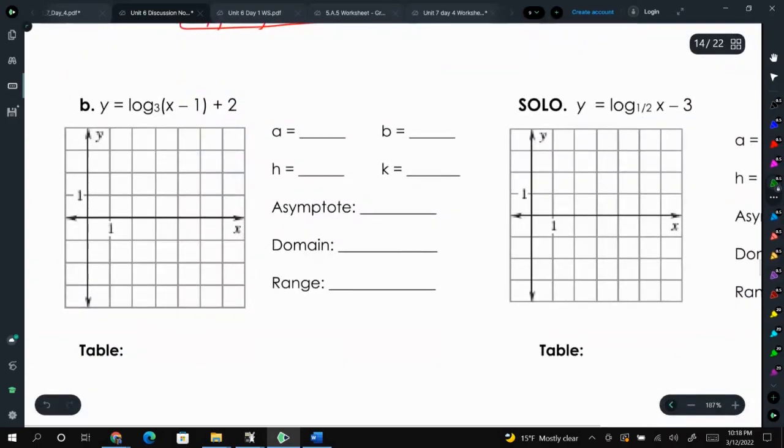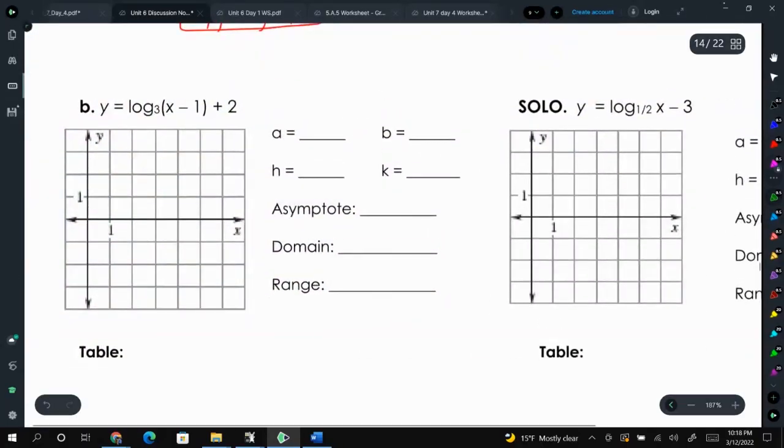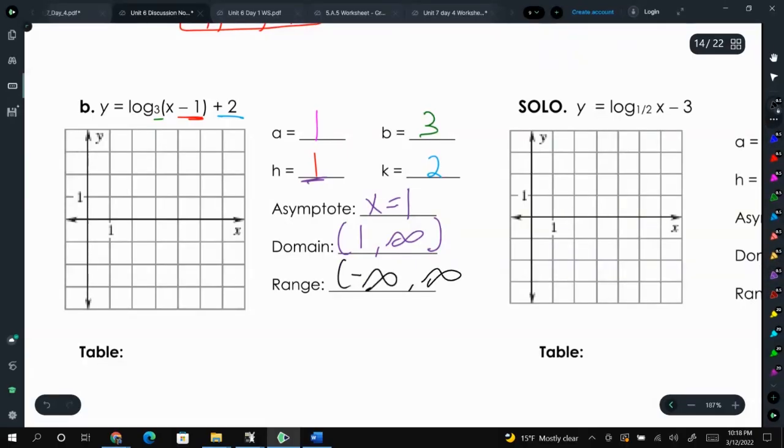Now I'm going to do this one down here, and then I'm going to have you try both of these over here. Our a value is an invisible 1. Our b value is 3. Our h value is the opposite of that, so 1. And our k value is positive 2. Our asymptote is going to be at x equals 1, that h value. Our domain is going to be 1 comma infinity. And then our range is always going to be negative infinity comma infinity.